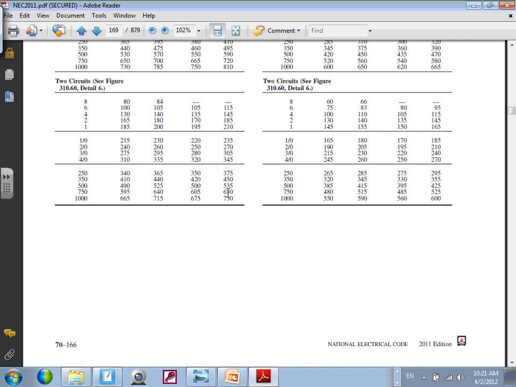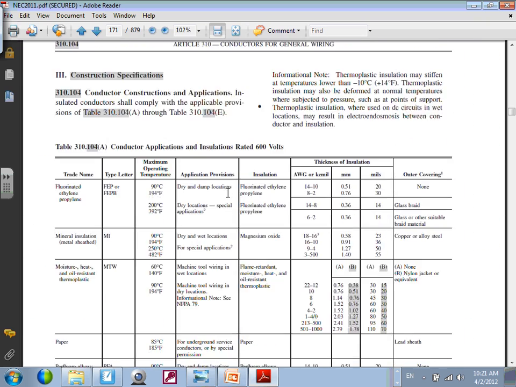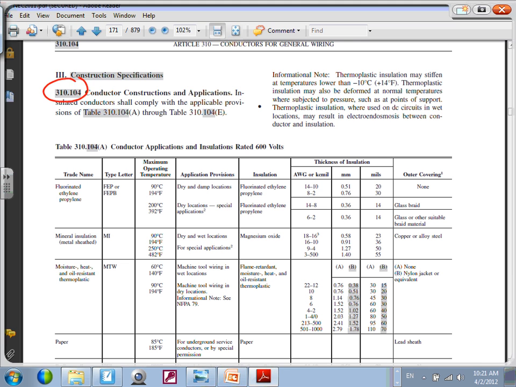Okay, so I'm going to move through these. Just be aware that these are all for high voltage. Okay, the last thing I'm going to talk about in this is what the code calls over 600 volt. Medium voltage is my term for it.